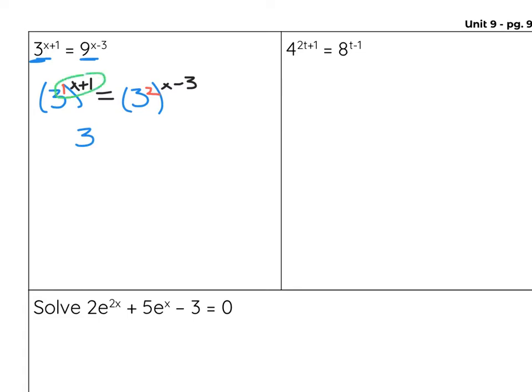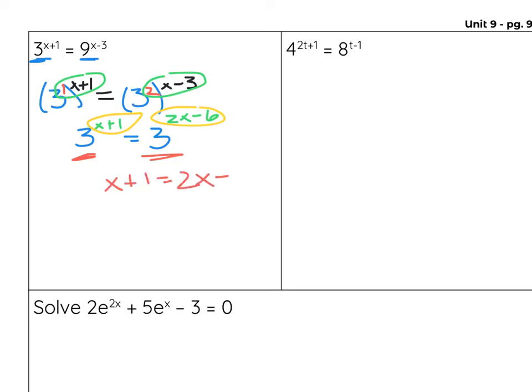So 1 times x plus 1 would be x plus 1 equals 3, and then make sure to distribute that 2, so that would be 2x minus 6. And now since my bases are equal, I can set the exponents equal to each other. So x plus 1 equals 2x minus 6. And solving that equation, I get that x equals 7.